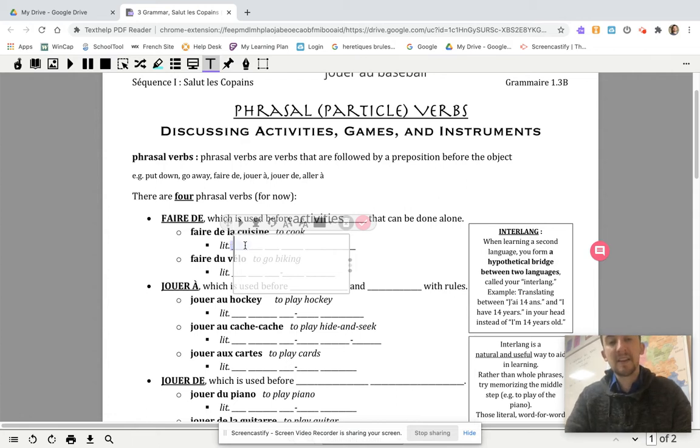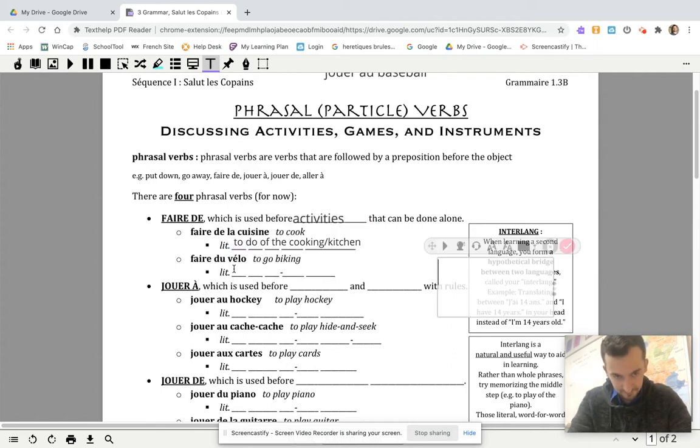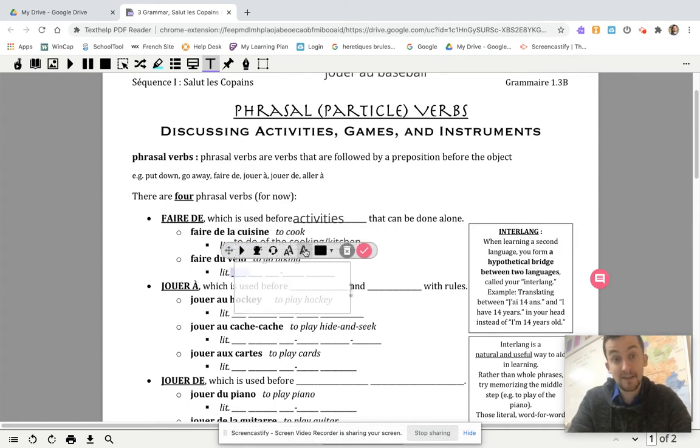So what if you have something instead of du ski, you have something feminine like la cuisine? How do you combine de and la? Well, actually you don't. You just say faire de la cuisine, d'accord? And that's good, d'accord? Because de and la do not combine. And literally what you're saying is to do of the cooking or to do of the kitchen. So all of these are idiomatic, meaning they don't translate well back into English. That's kind of a rough translation of idiom, but that's basically what's going on here.